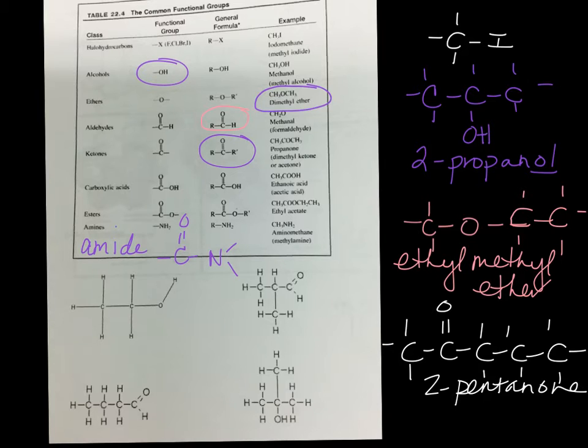All right, so let's practice a few of these. We're going to do some more in class. Notice on the first one, you have an OH functional group. So I know that this is an alcohol. I count my number of C's, it's 2, so this is simply ethanol.